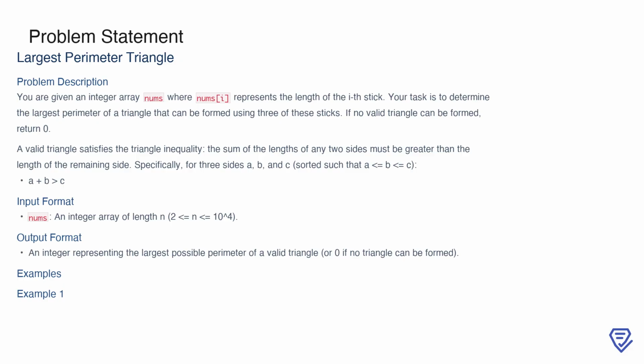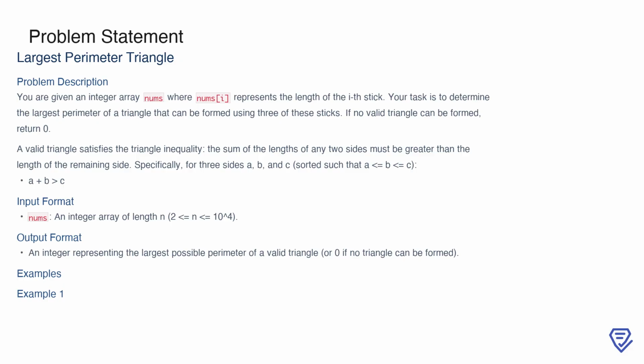Now, for a triangle to be valid, it must satisfy the triangle inequality rule. This means that the sum of the lengths of any two sides must be greater than the length of the remaining side. If we sort the sides as A, B, and C such that A is the smallest and C is the largest, then the condition becomes simple: A plus B must be greater than C.